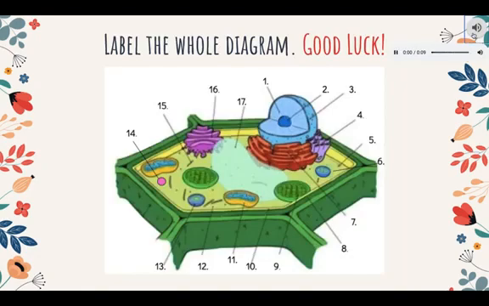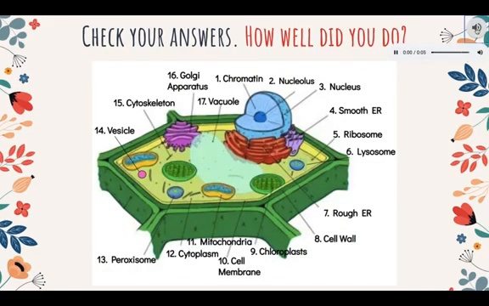Label all the cell organelles from 1 to 17 in the diagram of a plant cell below. Check your answers on the next slide when you are done. Good luck! Below, all the correct answers have been written. How well did you do?